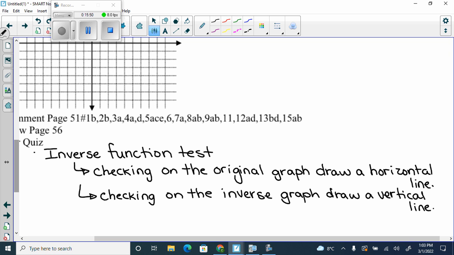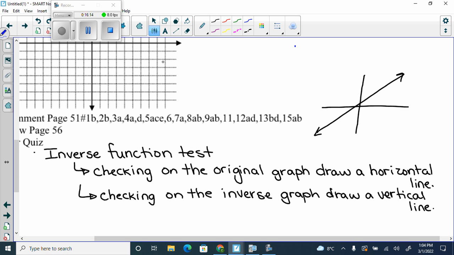How would it pass the horizontal lines? So when you draw a horizontal line, does it cross more than once? Oh, okay. So if it crosses more than once, it doesn't pass it, then the inverse isn't a function. If it does pass it, say my original was just a line like this, would its inverse be a function?